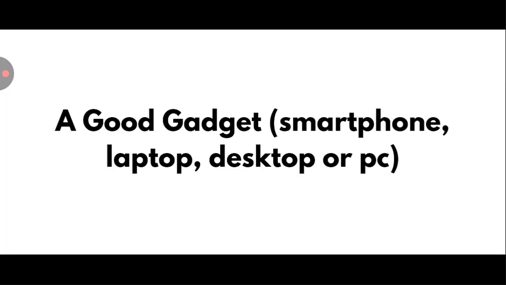The first one is a good gadget. A gadget can either be a smartphone, a laptop, a desktop, or a personal computer. Whichever one you have at your disposal, you need it in order to have access to the chart and to execute orders. Most of the things you do are online. So you need a good gadget, which is either a smartphone, a desktop, or a PC.